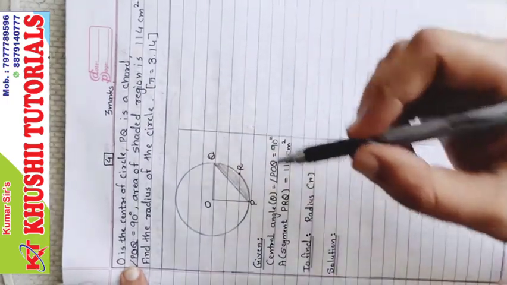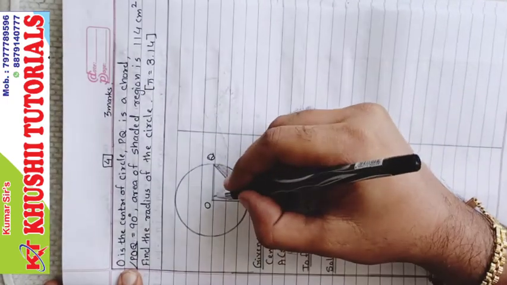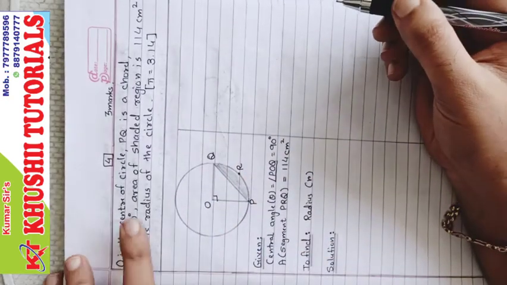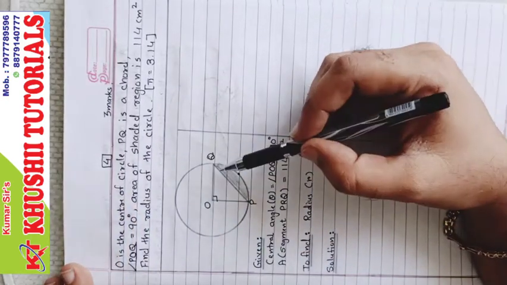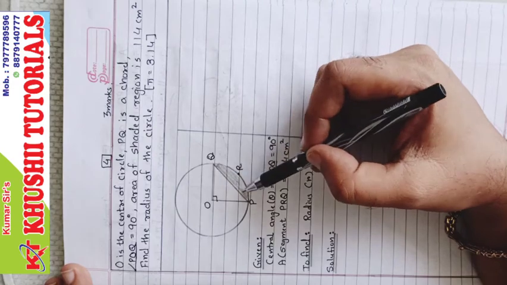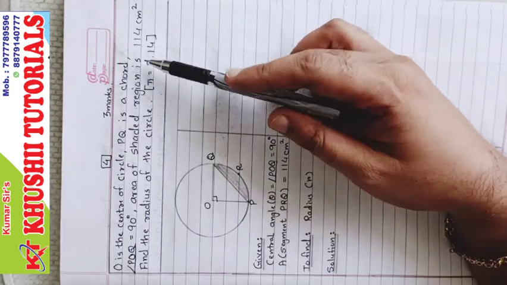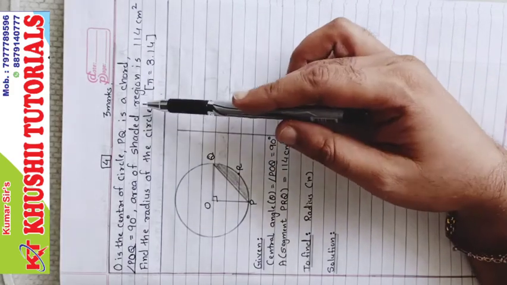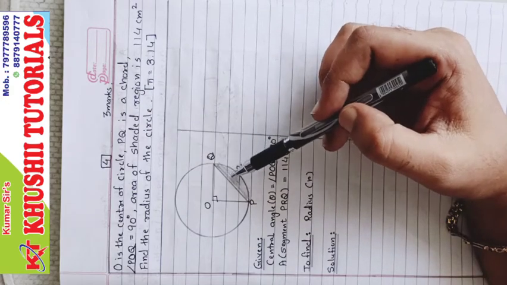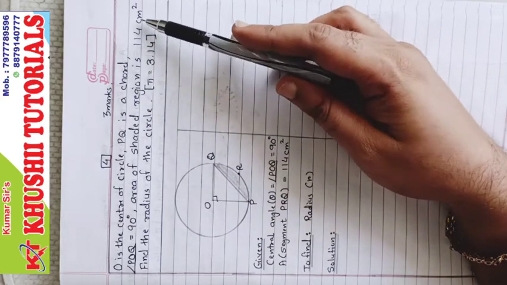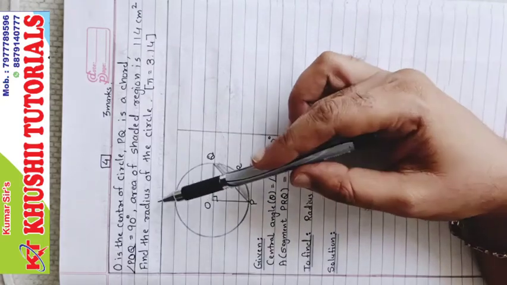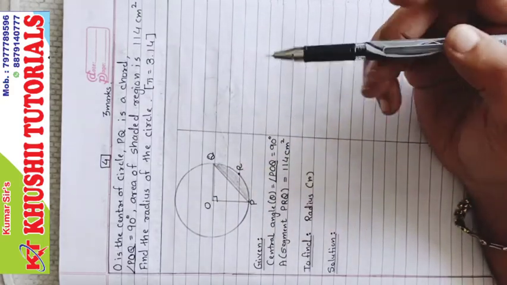Angle POQ is 90 degree, which is theta. So angle POQ is 90 degree. Area of shaded region is 114. This time the area of segment, right? Area of segment is already given. Area of shaded region is the segment, which is 114 square centimeter. Find the radius of the circle, and we have to find radius of the circle.